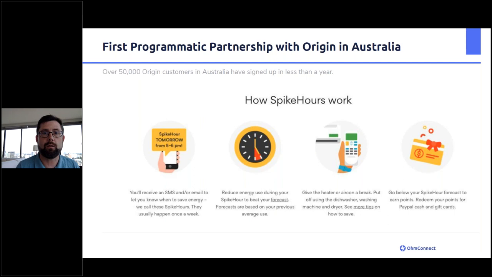We have now crossed well over 50,000 customers that are successfully participating in Australia. And hopefully we're just getting started with that partnership. It's gone really well. We're having a lot of fun. And it's a different way of using the technology and tools we've created inside of an incumbent energy provider, rather than as an external power provider in a wholesale market.